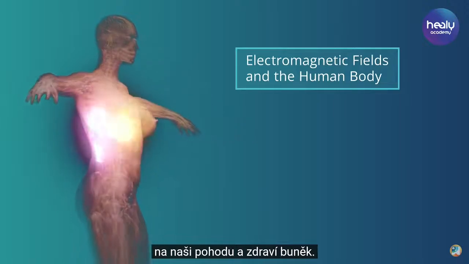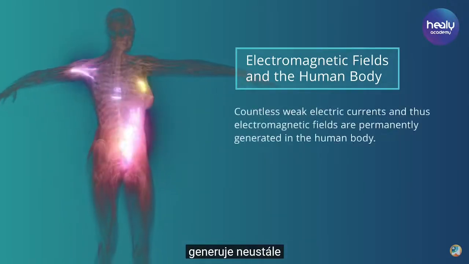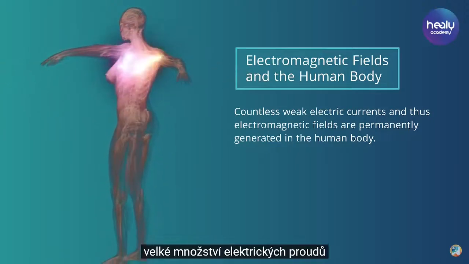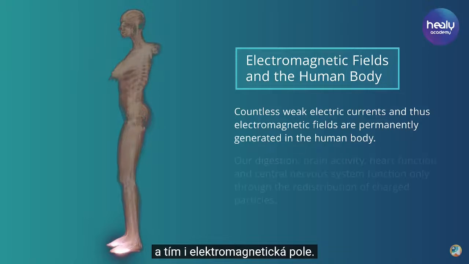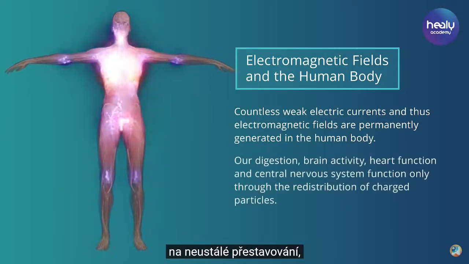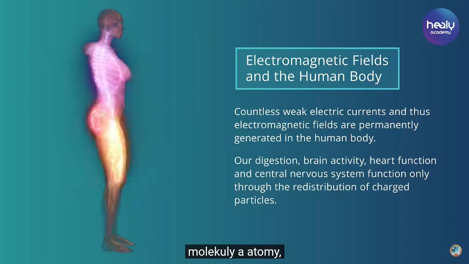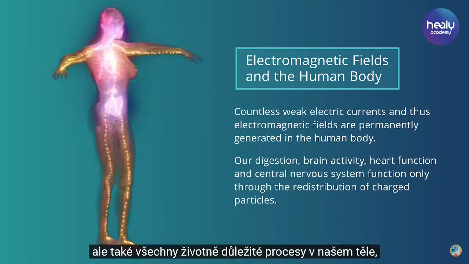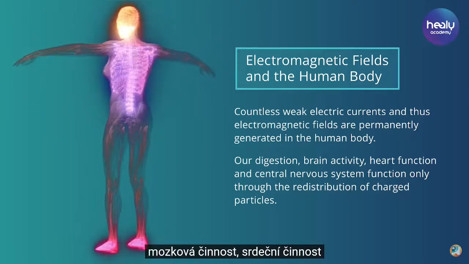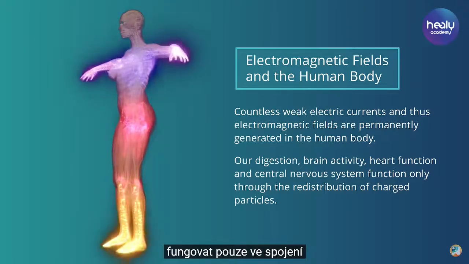Electromagnetic fields and the human body. The human body continuously generates a large number of electrical currents and thus also electromagnetic fields. Thus, not only well-being and health are based on the constant rearranging, moving, directing, and flowing of ions, molecules, and atoms, but all of our body's vital processes, such as digestion, brain activity, heart function, and the central nervous system, function only in conjunction with the rearrangement of these charged particles.